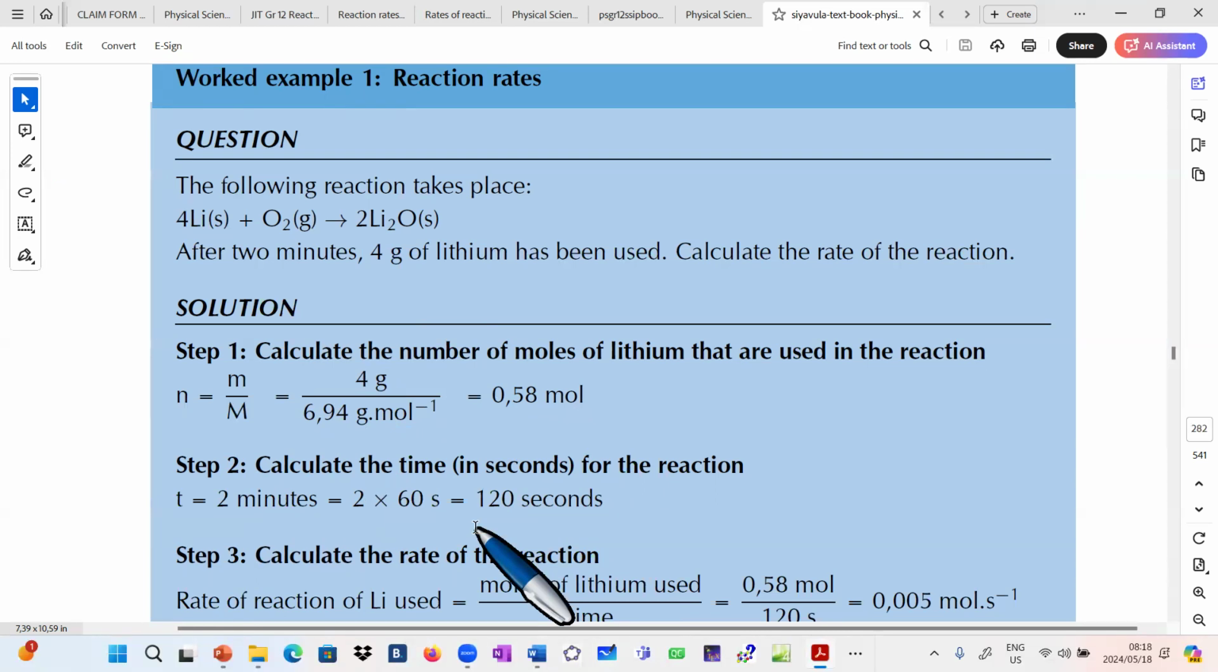Right, so to calculate the time in seconds for the reaction, we do the following. Because we want to calculate the rate of the reaction, we found the number of moles of the reactant, and now we want to calculate the time, and the time is 2 minutes. So 2 minutes can be converted to seconds: 2 times 60 seconds is 120 seconds. Okay, good.